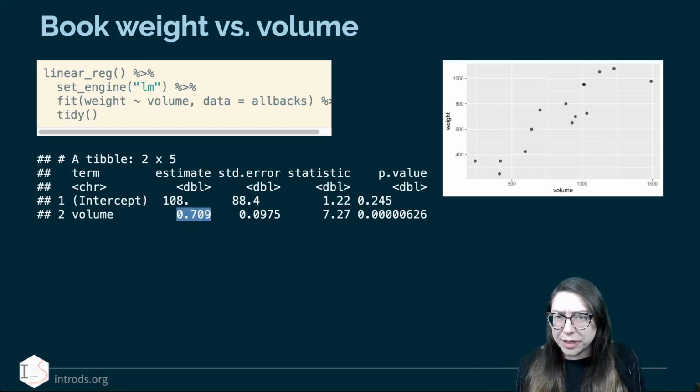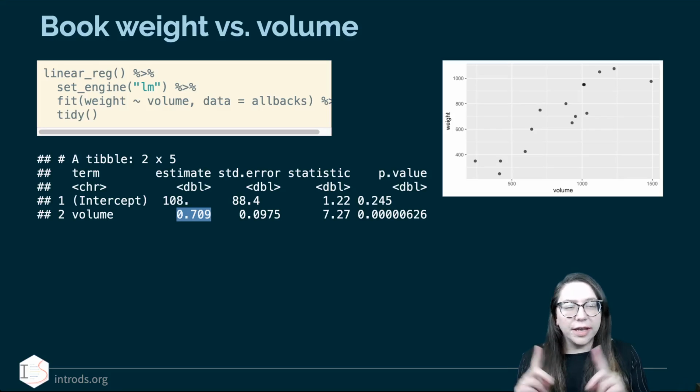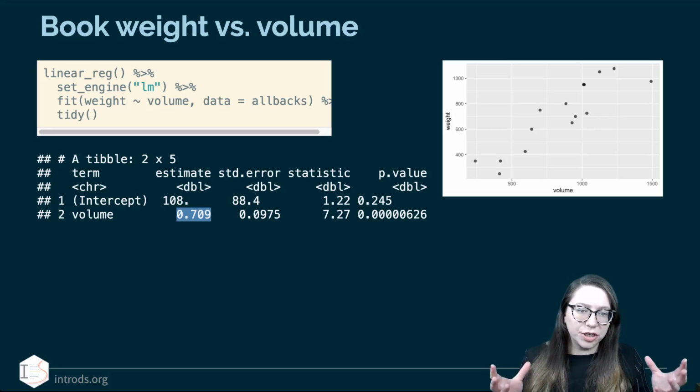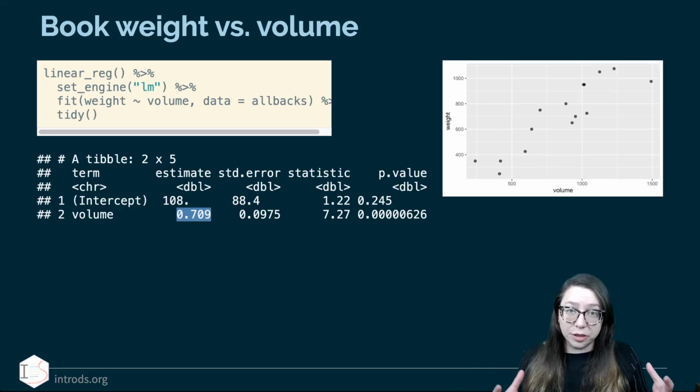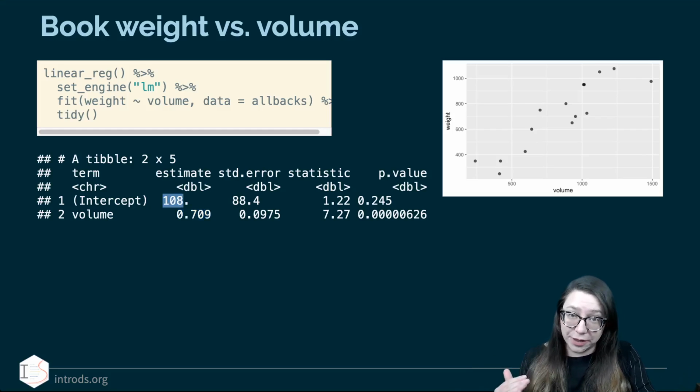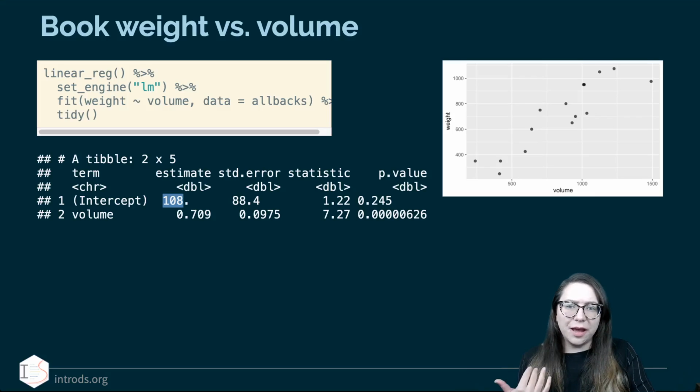So that's 0.709. The way we would interpret this is for each additional cubic centimeter the book's volume is bigger, we would expect the weight to be higher on average by 0.709 grams. And the 108 number is our intercept. So when volume is 0, so for books with 0 volume, we would expect their weight to be 108 grams on average, which doesn't make any sense in context, but it doesn't make sense because it's actually an extrapolation.